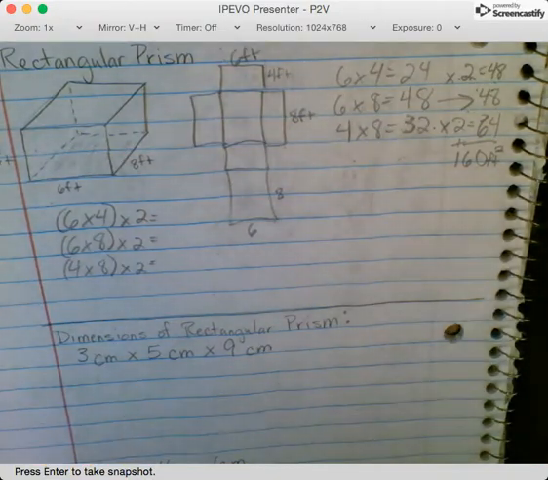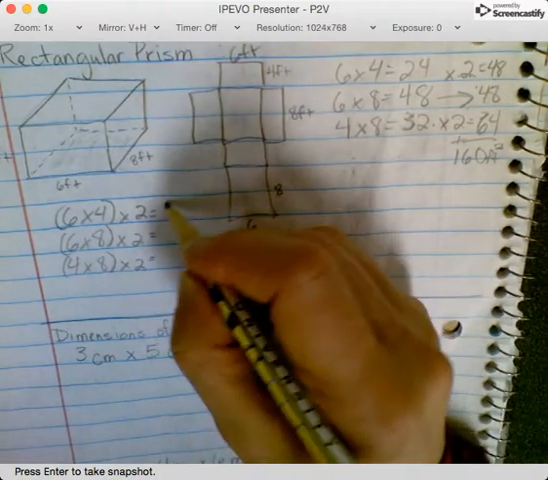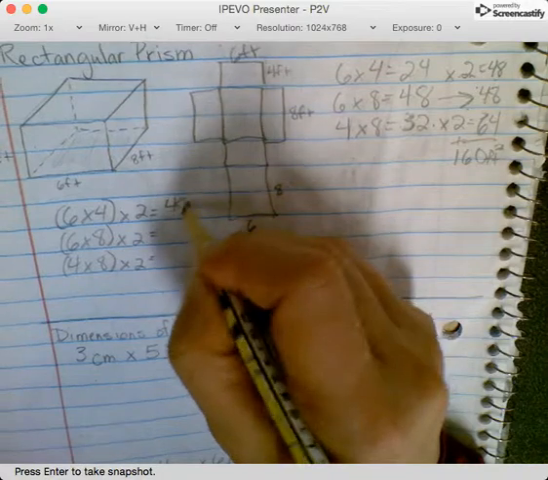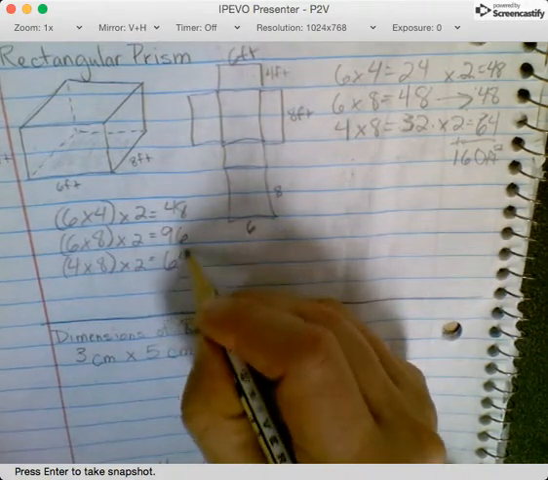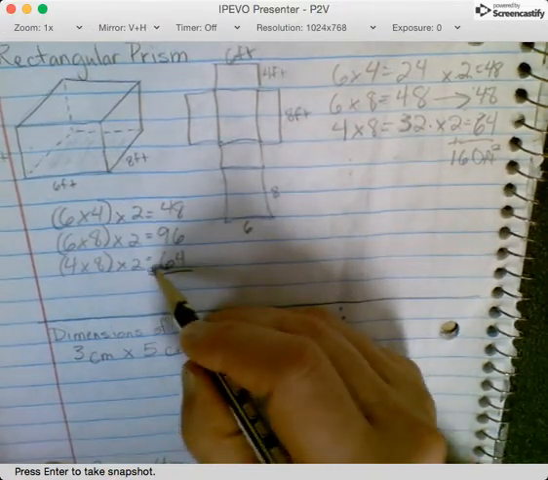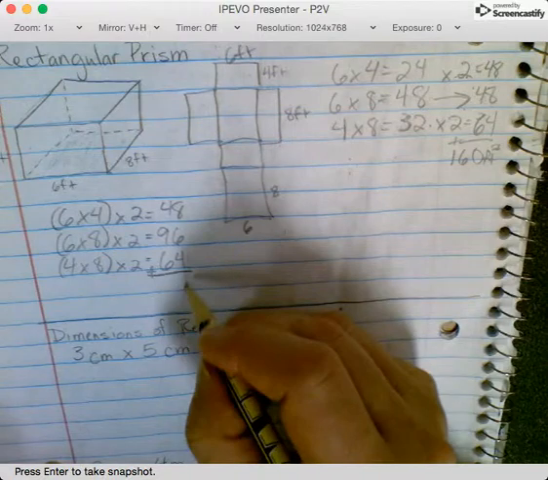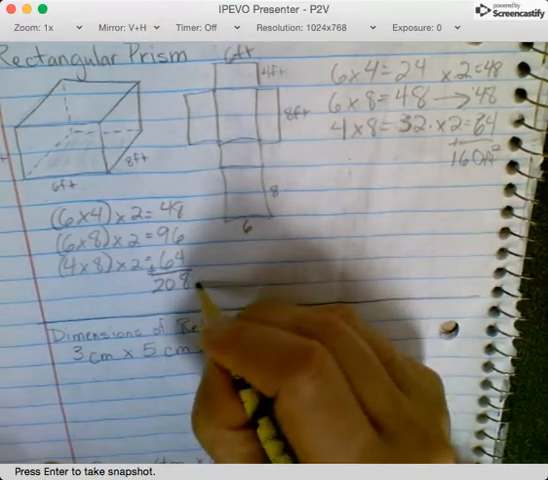And then all I have to do is add them together. So that would look like 48 plus 96 plus 64 if I multiply those out. And then if I add them together, I get 208 feet squared.